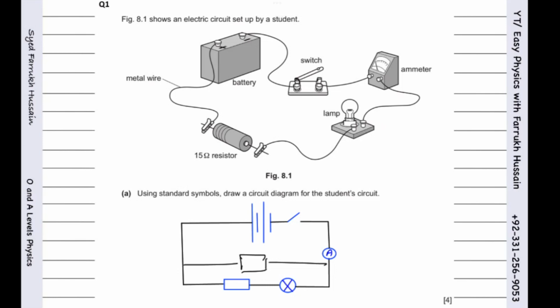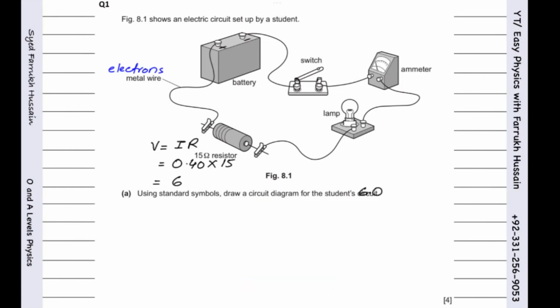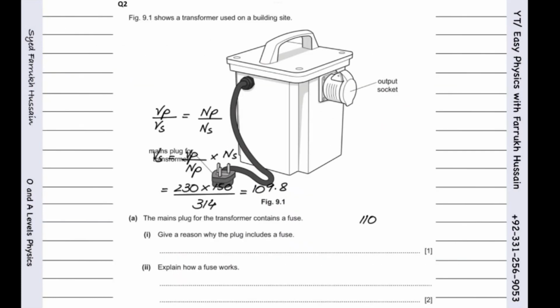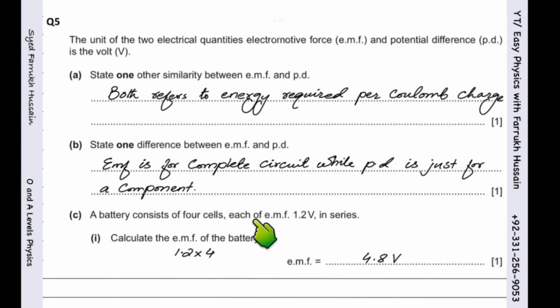What does it mean if it's in series? When you are saying that the cells are in series, you are saying that these cells are adding up to make a battery. For example, if these are two 5-volt cells, you have a 10-volt battery. But if you have two 5-volt cells in parallel, this is still a 5-volt battery. Okay, since the cells are connected in series, each is 1.2. So 1.2 times 4 is 4.8.